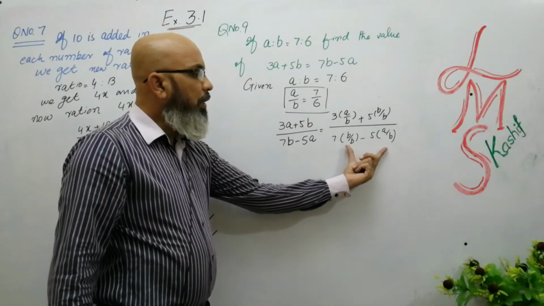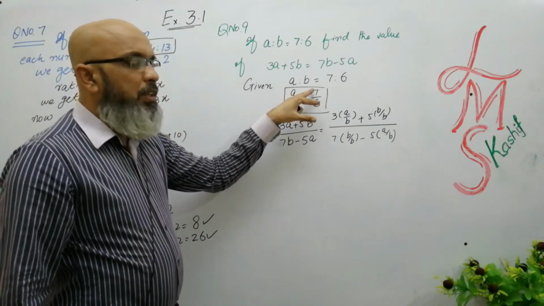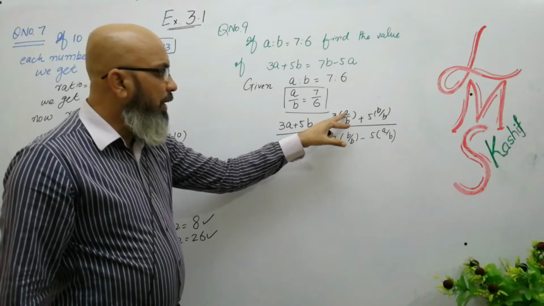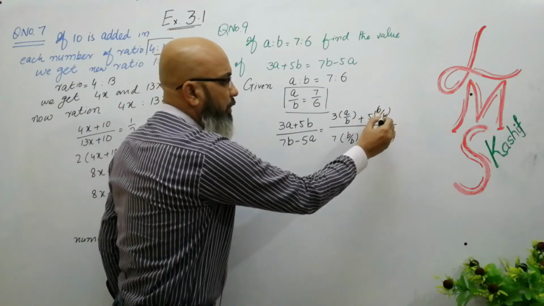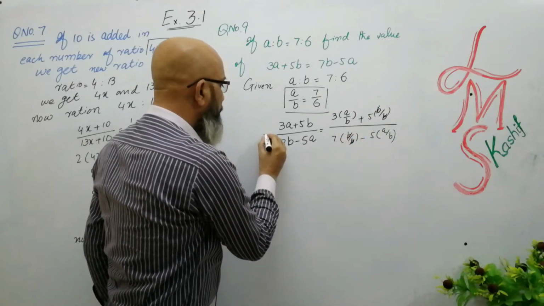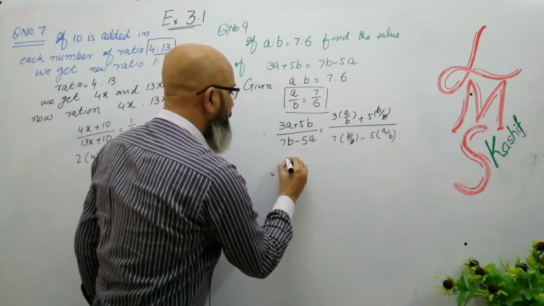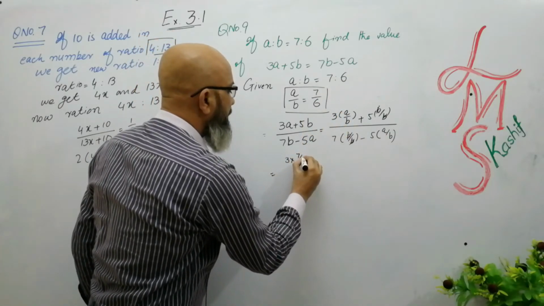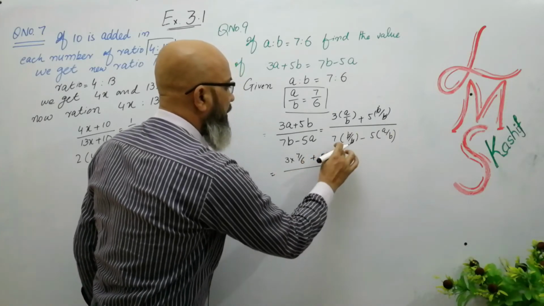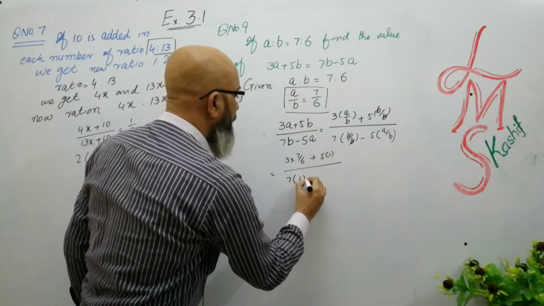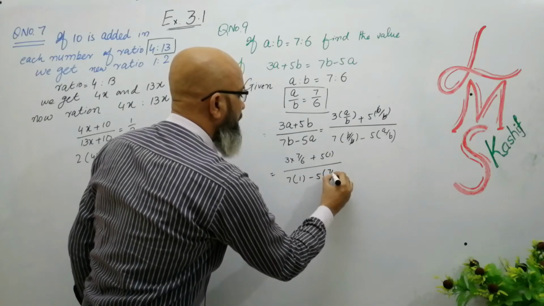Why we divided b by b? Because the given value is a over b, 7/6. So we change these values into a over b form. Now here b cuts with b, b cuts with b. So what is the value of a over b? That is 7/6. We will place here. Means 3 multiplied by 7 over 6 plus 5 into 1 divided by 7 into 1 minus 5 multiplied by 7 over 6.